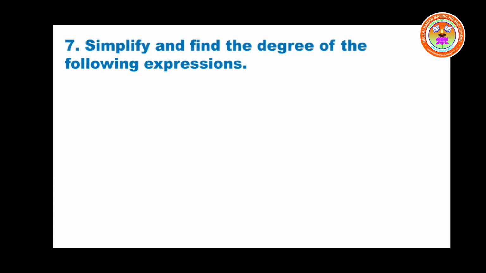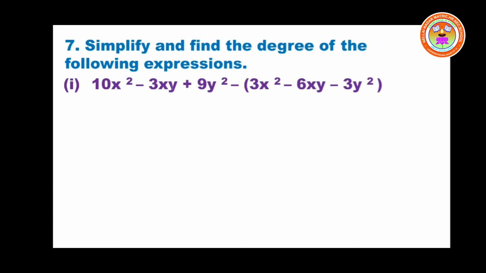Now let us move on to problem number 7. Simplify and find the degree of the following expressions. You have to simplify the given expression and find the degree of that expression. Subdivision 1: 10x square minus 3xy plus 9y square minus 3x square minus 6xy minus 3y square. So this is the expression given. You have to simplify this.